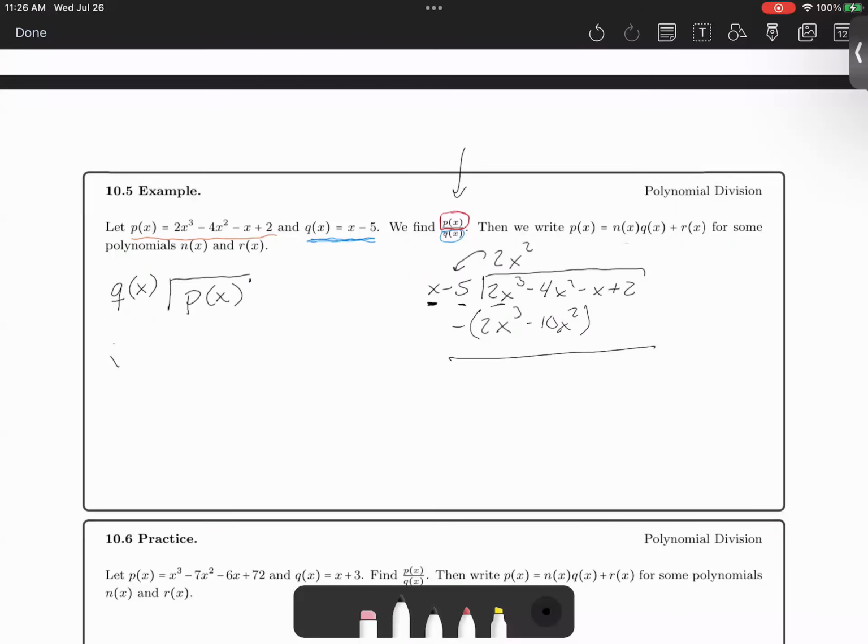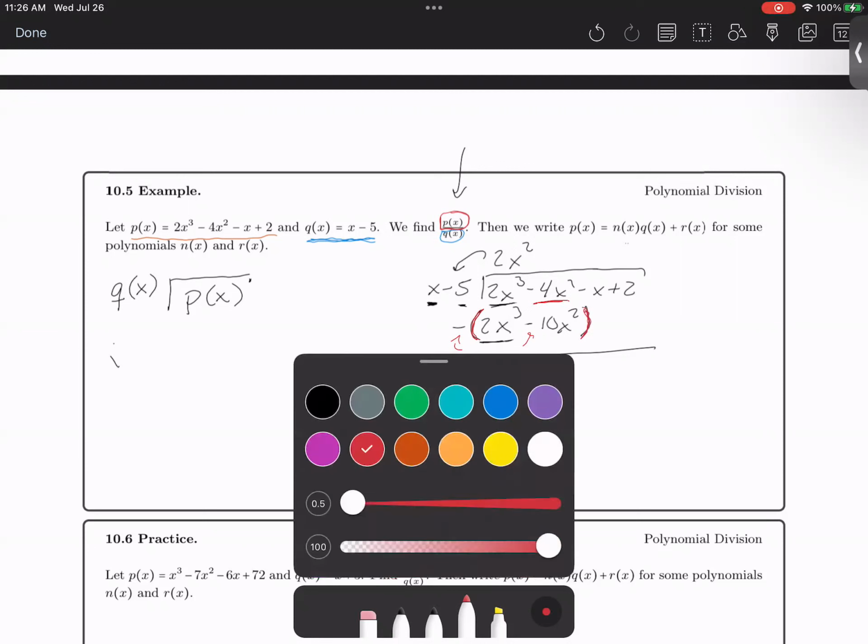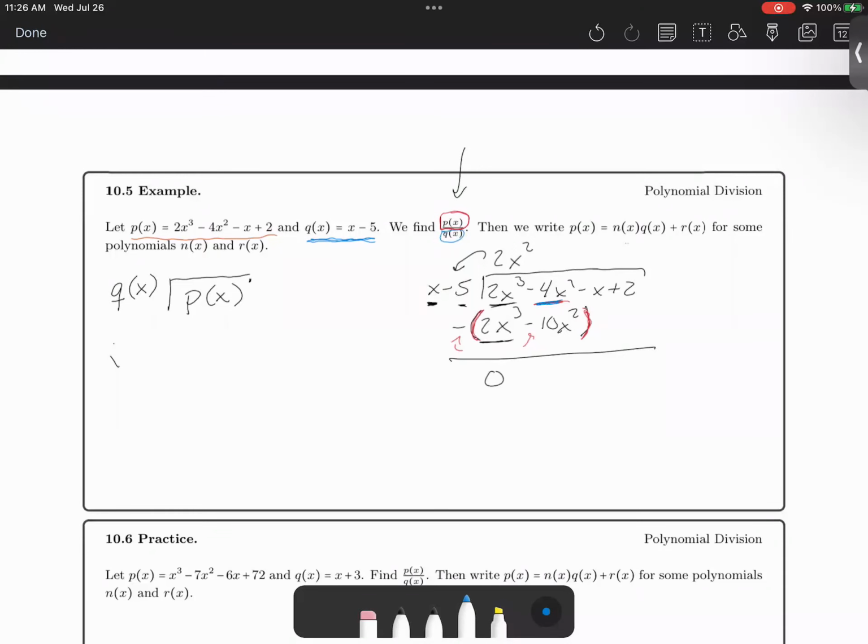So when I take 2x cubed and I subtract 2x cubed, I get 0x cubed. And then how many x squareds do I have? I start out with minus 4 of them, and then I subtract minus 10 of them. So this is why it's so important to have these parentheses there. You want to subtract off the entire result. So when you go through this, minus 4 plus 10 gives you a plus 6x squared.